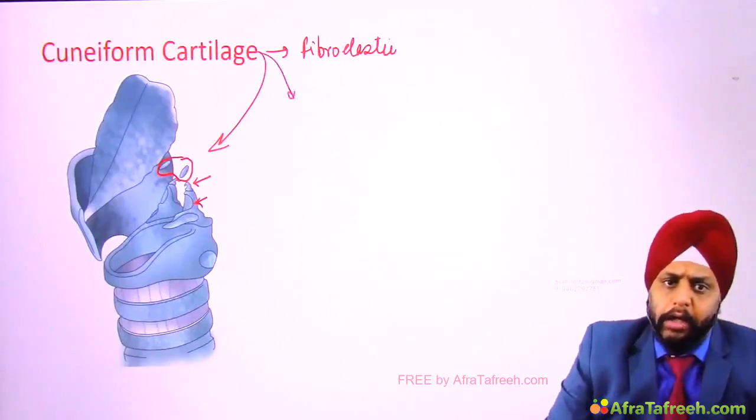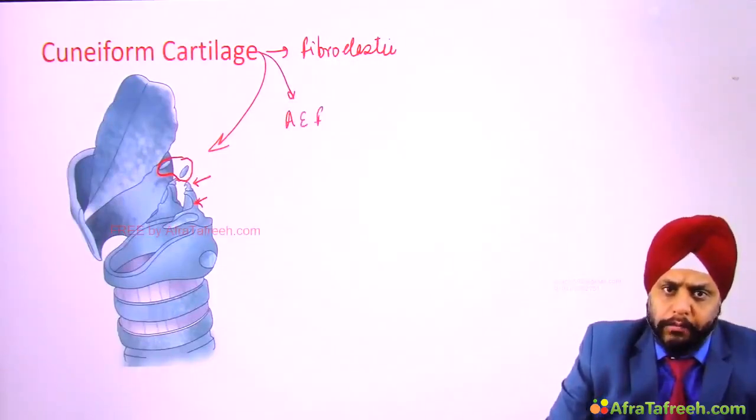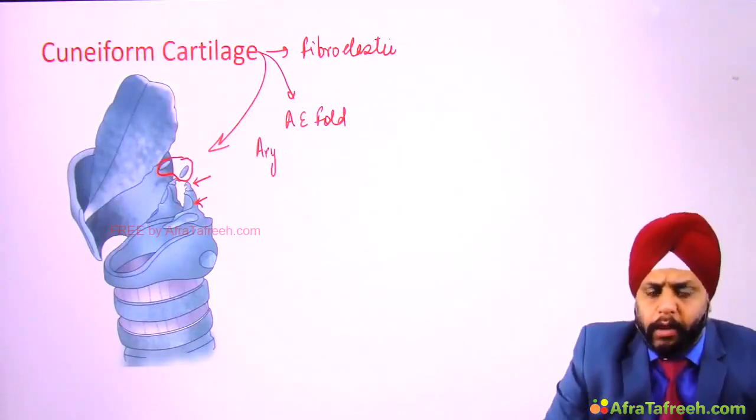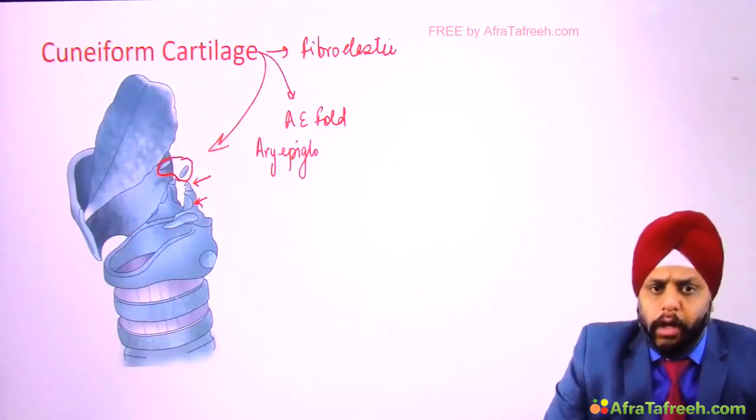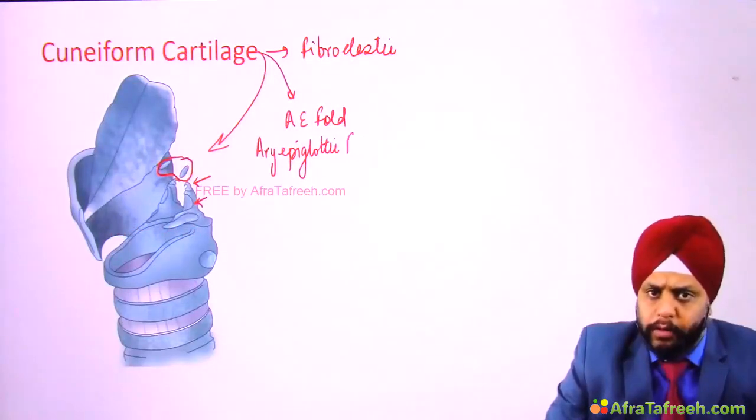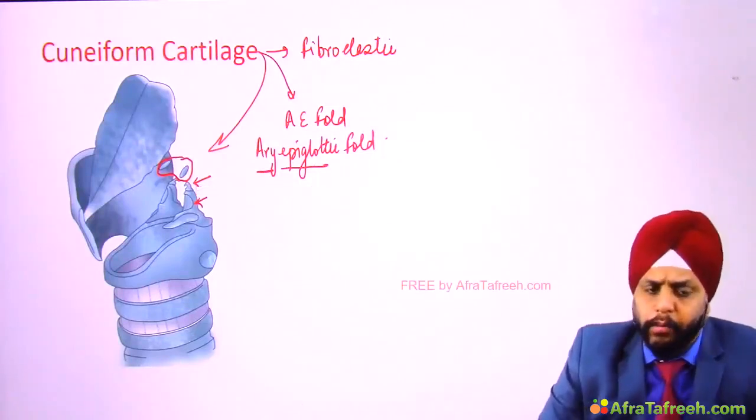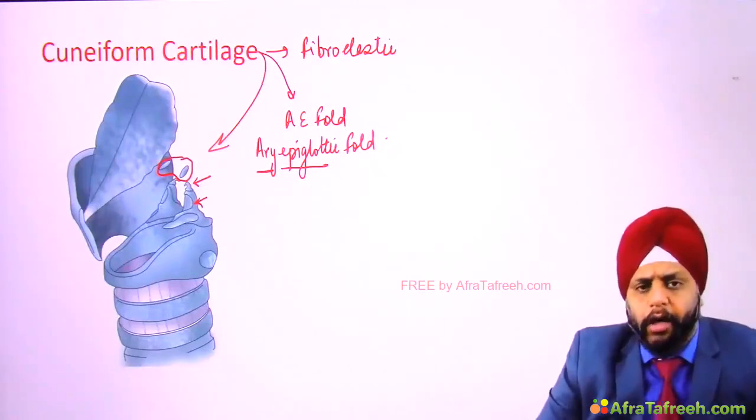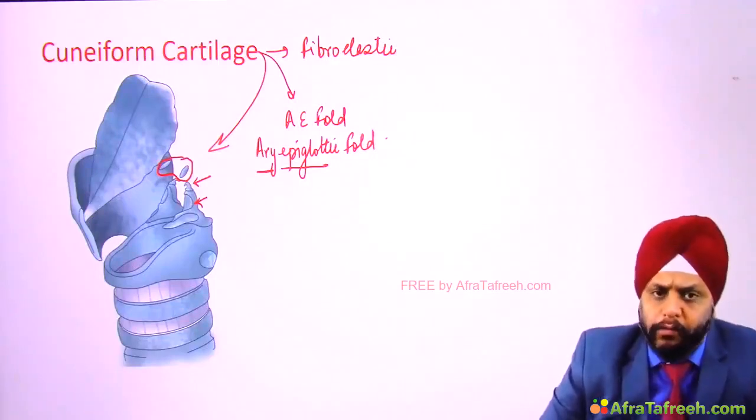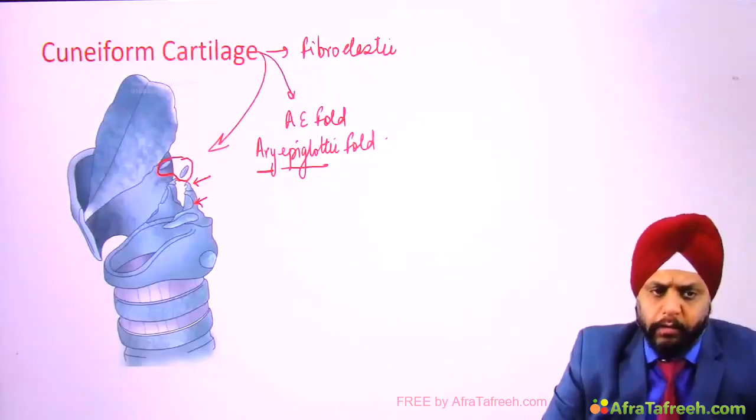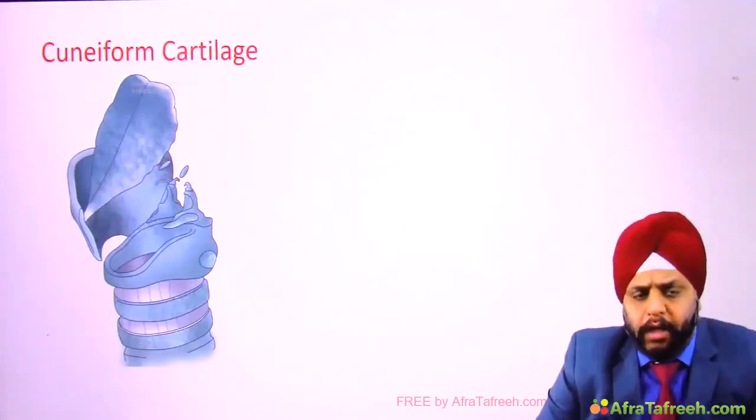These are in the AE fold. What is the AE fold? We will be studying it in some time, but for the time being we should know that AE fold is a short form for aryepiglottic fold. That's a mucosal fold between the arytenoid and the epiglottis. So cuneiform cartilages are inside the AE fold. We'll study about them later when we see the AE fold.